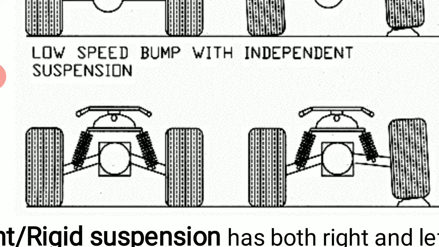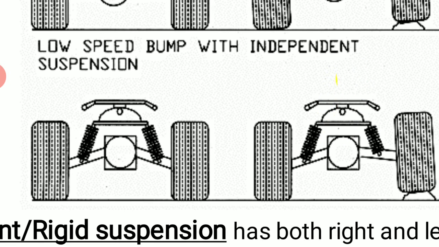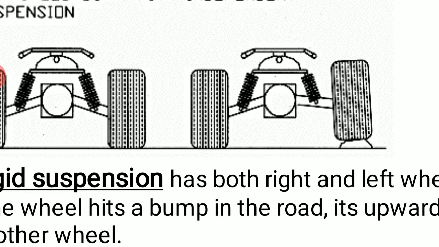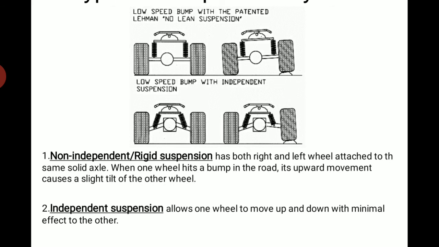Whereas in the second figure, the first one is called rigid suspension, and at the bottom you can see independent suspension. So the suspension will be independent here. For each tire, a separate suspension is connected. When the bump comes, only the one tire on the right-hand side goes upward, whereas the second tire stays entirely on the road surface. This is how independent suspension and rigid suspension act.